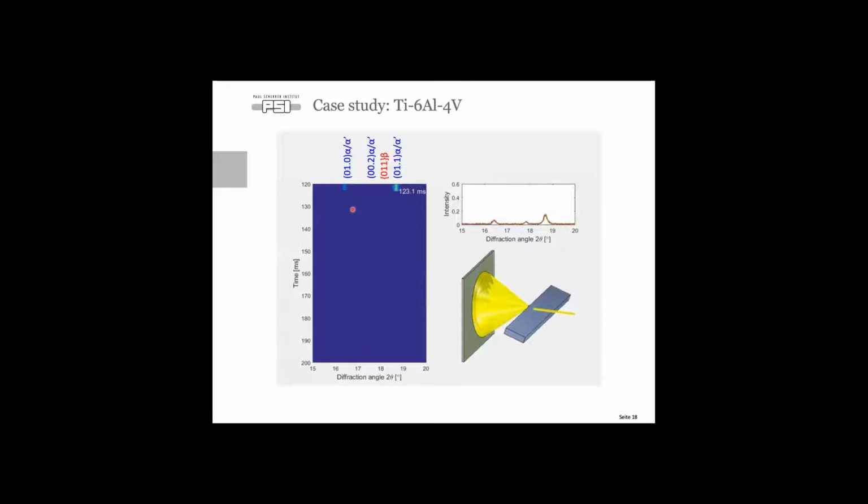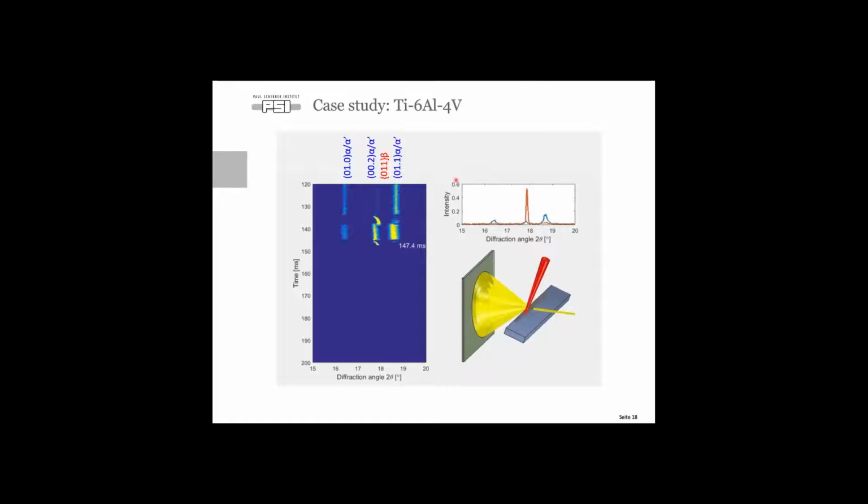So we start off with purely the alpha phase as seen here, and from the moment the laser starts scanning over our sample, we see at some point, here at the right top, we create the beta phase, and then the sample cools down and we go back to the alpha phase. And this happens multiple times.